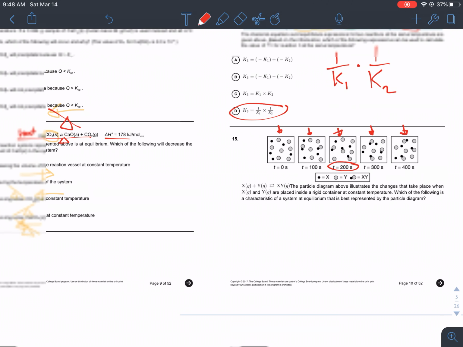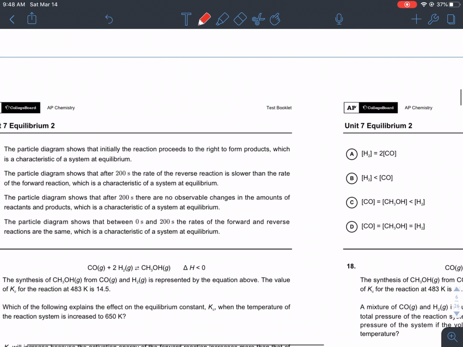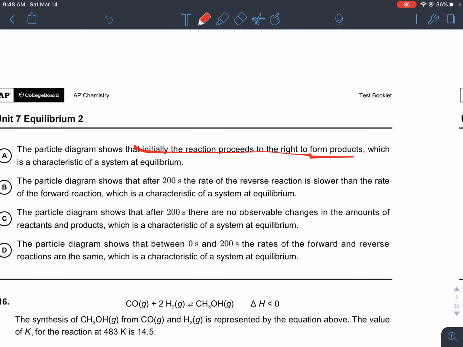Which of the following is a characteristic of a system at equilibrium that is best represented by the particle diagram? Okay, so what happens? The particle diagram shows that initially the reaction proceeds to the right to form products, which is a characteristic of a system at equilibrium. Okay, that's not true because initially, yes, it proceeded to the right to form products, but that was because we only had the reactants in the first place. We could have reactants and products, and it can work to form more reactants, or it can work to form more products. This part of the section is not true.